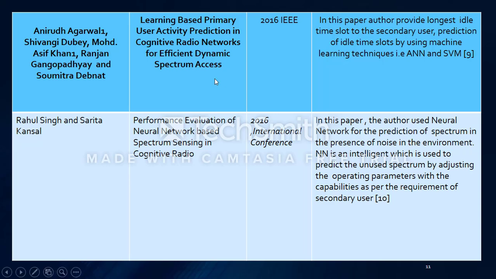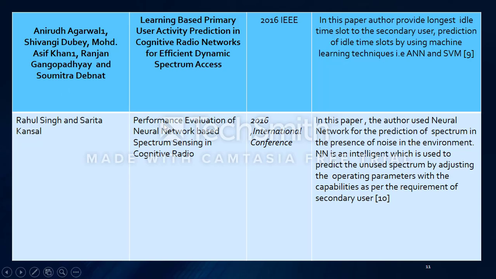Next paper is Learning-Based Primary User Activity Prediction in Cognitive Radio Networks for Efficient Dynamic Spectrum Access. The authors are Anirudh Agarwal, Shivangi Dubey, Muhammad Asif Khan, Rajan Gangopadhyay, and Sumitra Debnath, published in 2010. In this paper, the authors provide the longest idle time slot to the secondary user, predicting the idle time slot by using machine learning techniques, that is, artificial neural network and support vector machine.